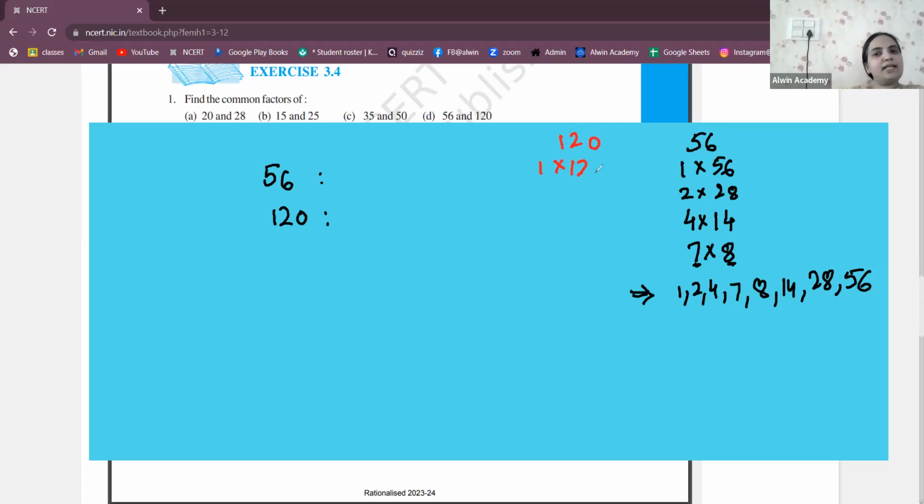1 120s are 120, 2 60s are 120, 3 40s are 120, 5 24s are 120, 6 20s are 120. 7 के टेबल में it doesn't go, है ना? 7 के टेबल में नहीं आता ना 120. क्या आता है?